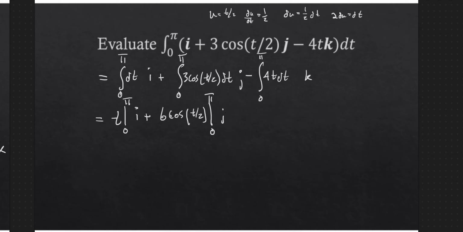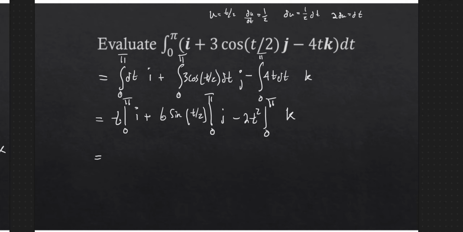6 cosine, no, that shouldn't be cosine, right? Did you spot the error? That should be sine. And I can always check my answer for these indefinite integrals. This would be cosine of t over 2 times the derivative of the inside. I'd get 3 cosine t over 2. Yep, that checks out. Lastly, here I have 4t, so that's going to go to t squared divided by 2, so that's going to be minus 2t squared, evaluated from 0 to pi, and that's in the k direction.